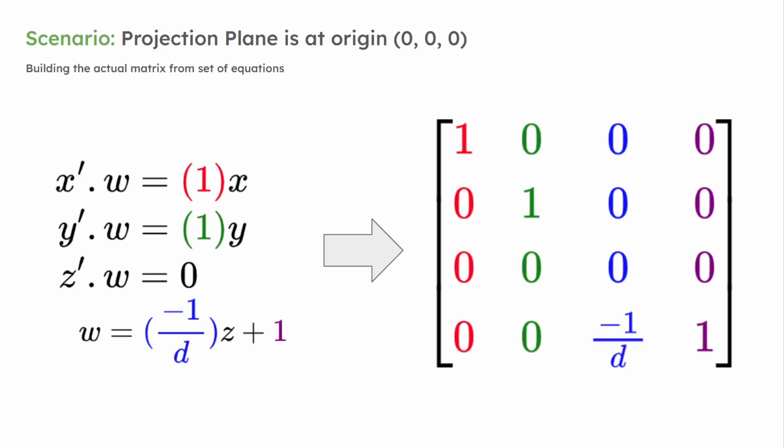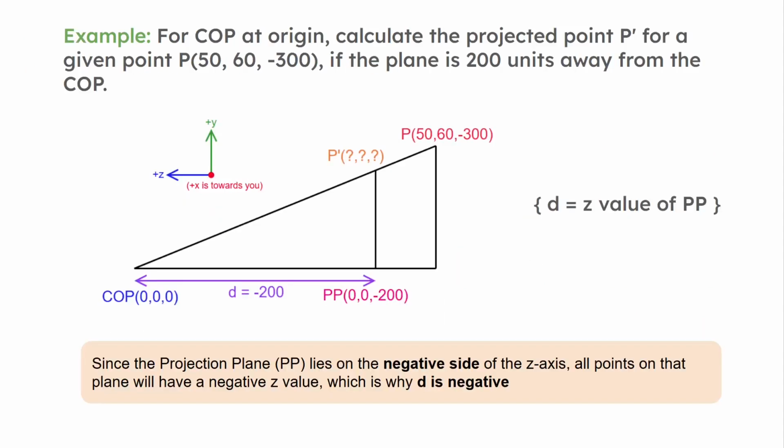Now let's look at some examples. Our first example indicates a case where the COP is at origin. All of our projection math has the same goal: to calculate the projected point P prime from a given point called P. Our given point here is 50, 60, minus 300. And COP is at origin, and it also gives us the distance between the projection plane and the COP. So since the COP is at origin, the COP point is 0, 0, 0, this point here on the base of the triangle.